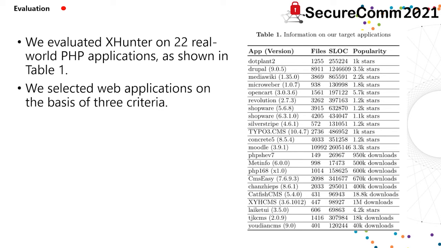1. The application is open source, and the latest version can be downloaded. 2. The software is popular and influential, e.g., has more than 1K stars on GitHub or more than 10K downloads. 3. They are modern multi-tier web applications with complex logic.